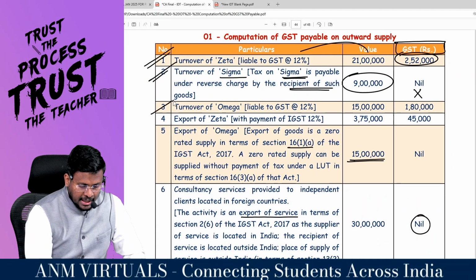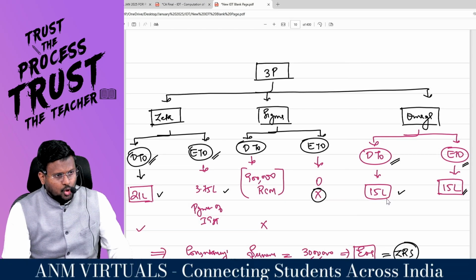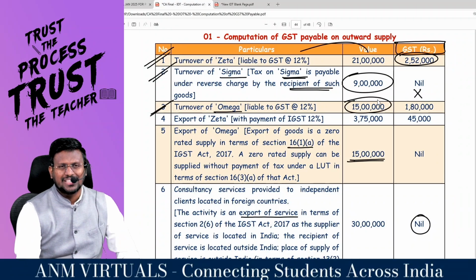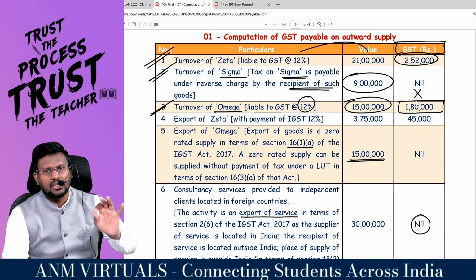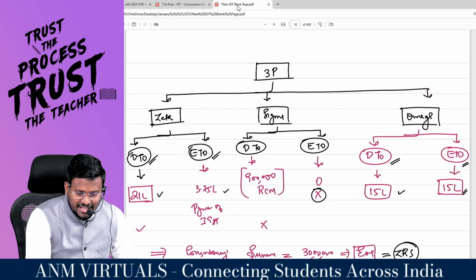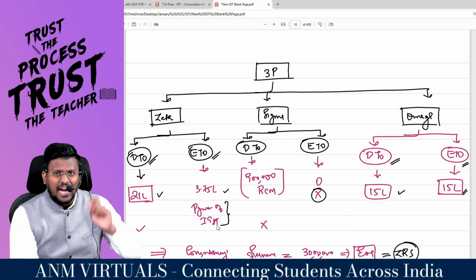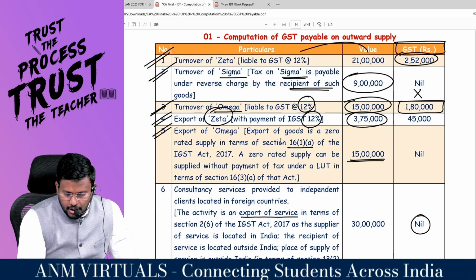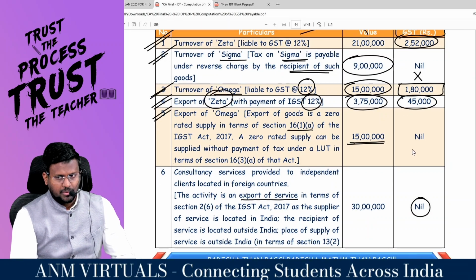Shall I proceed further? Turnover of Omega. We are doing both domestic turnover and export turnover. Domestic turnover is how much lakh? 15 lakh. What is the rate for goods? 15 lakh into 12% comes to 1,80,000 is the output tax collected. Now, coming to the next one, export of Zeta. You tell me, Zeta we have exported by payment of what? IGST. So it should be added to the tax collected. So 3,75,000 is the value into rate 12% comes to, right?